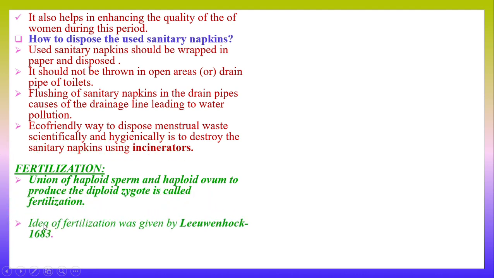Here, the idea of fertilization, how do these events take place? So many scientists may propose their ideas, but the most acceptable idea was given by Anton Leeuwenhoek in 1683.